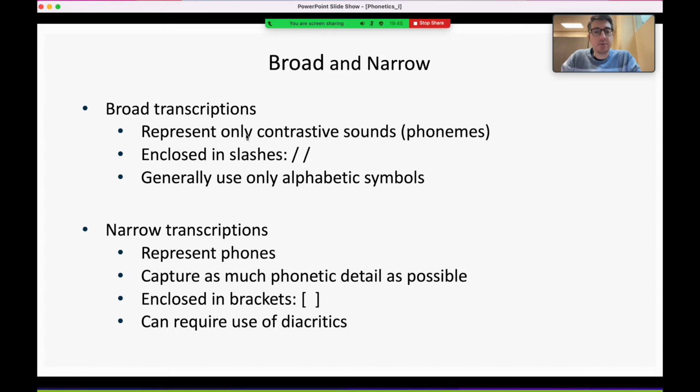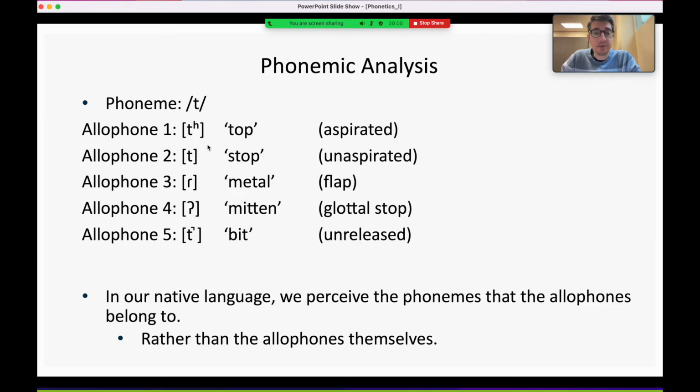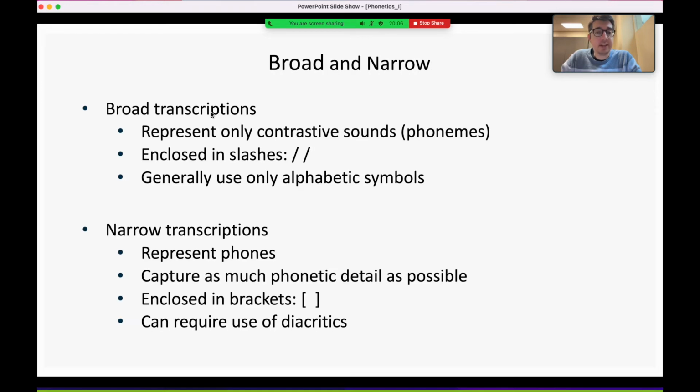Broad transcription represents only contrastive sounds or phonemes. Narrow transcription represents all the sounds, phones, right? It can represent as much detail as you want, right? It can represent this. But broad transcription should be representing only phonemes. And that's the general difference between the two.